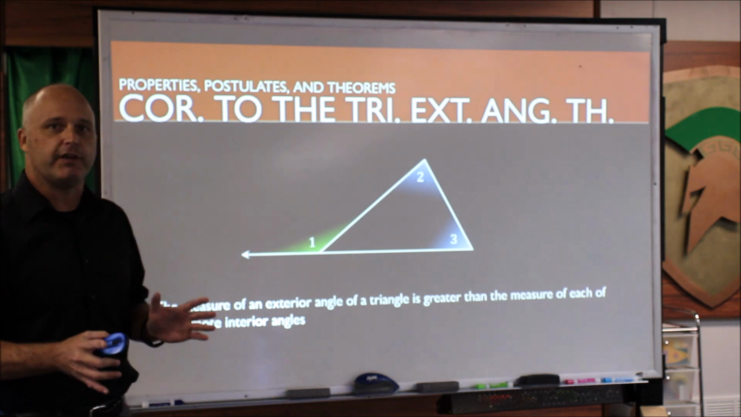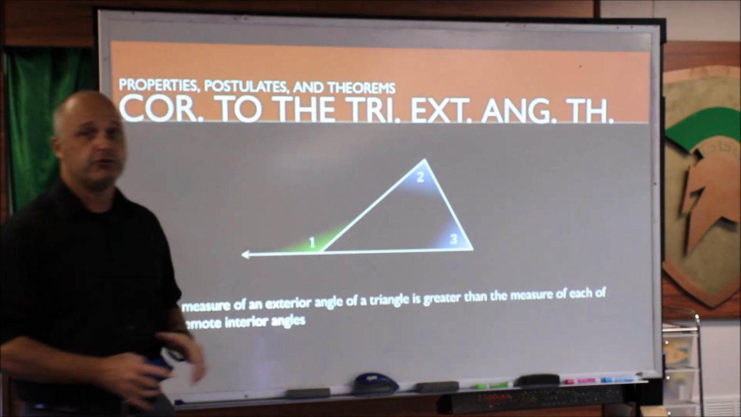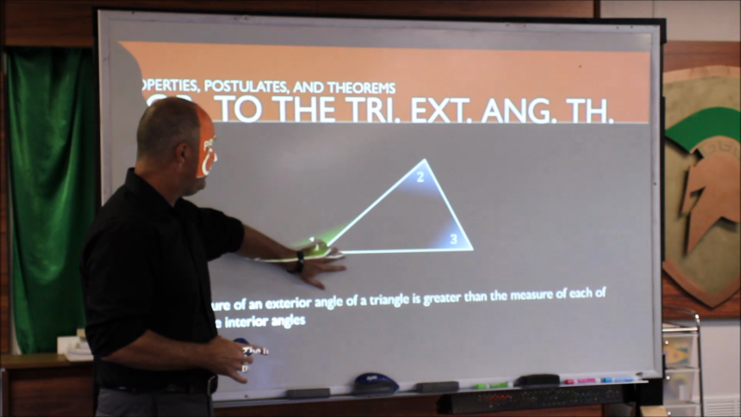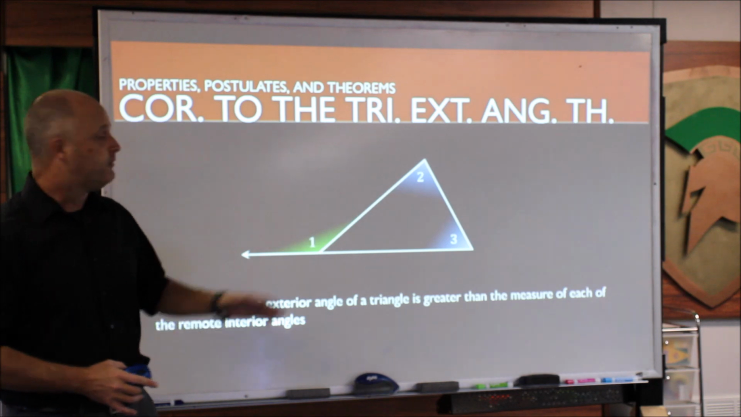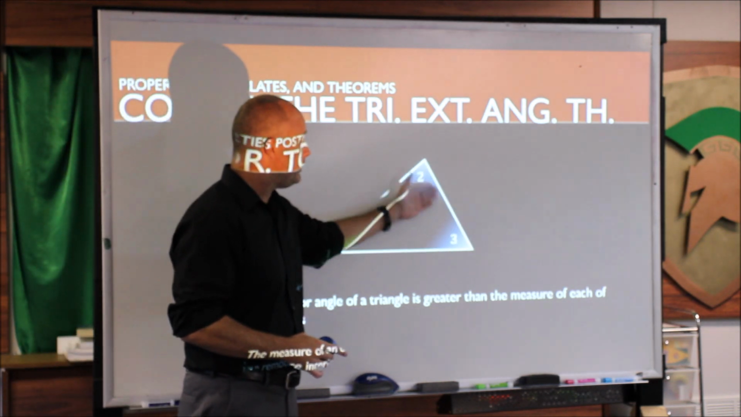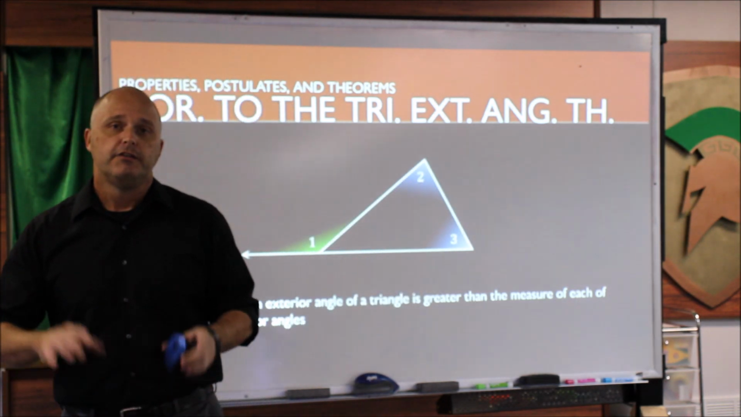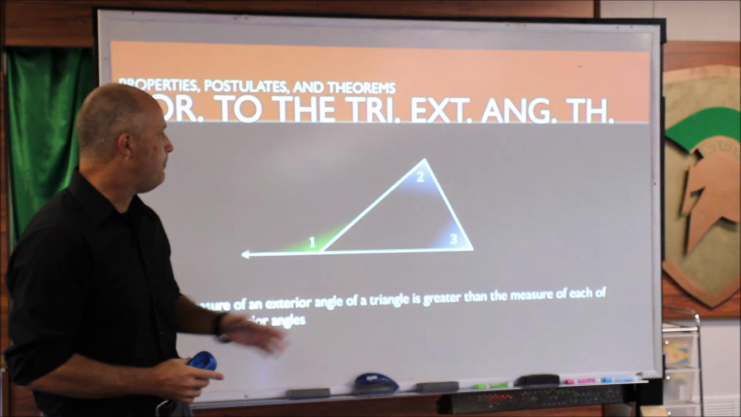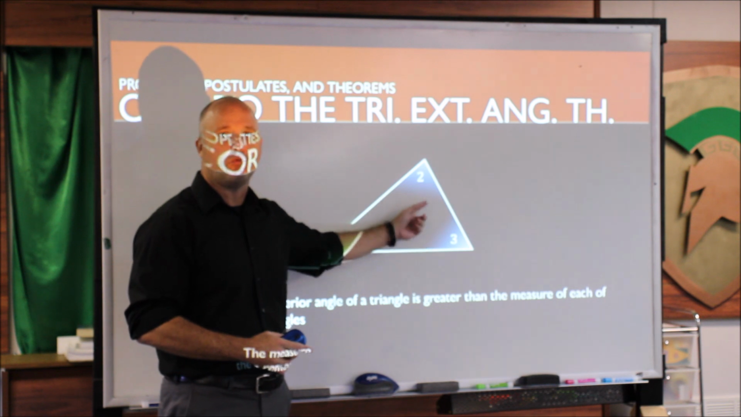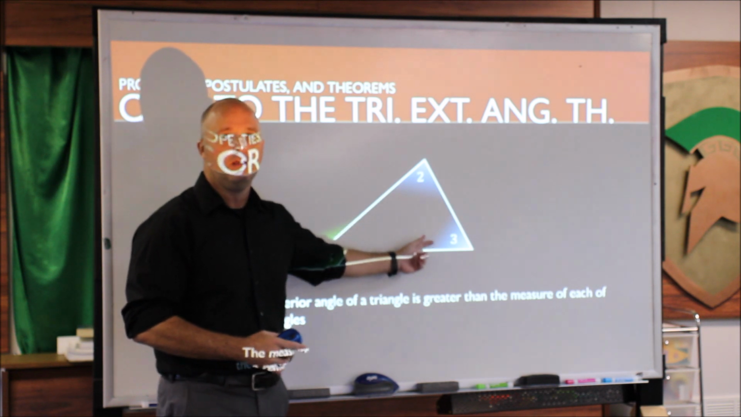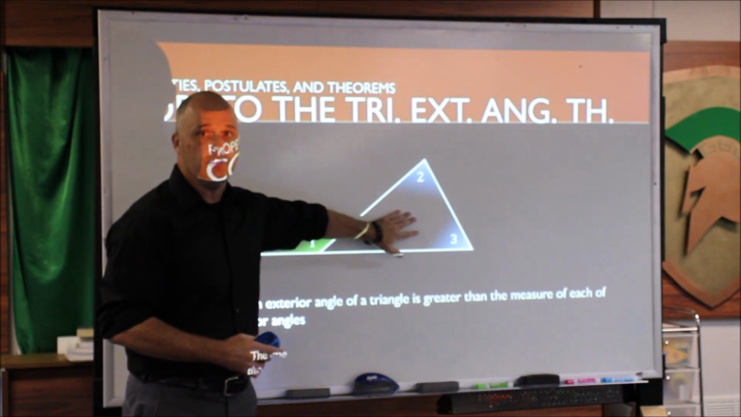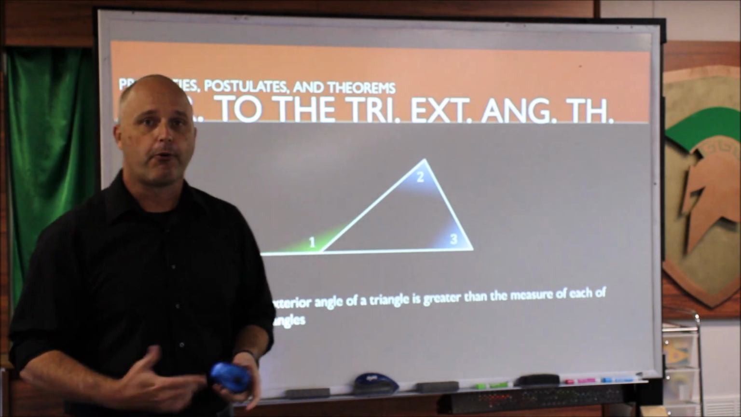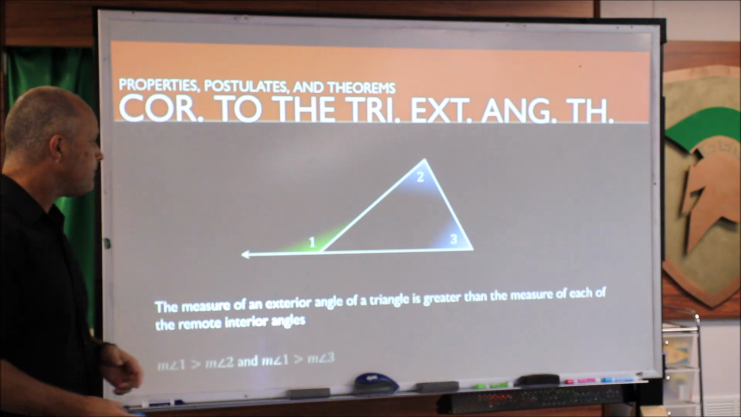Now let's just say for a second that angle 1 is 120 degrees. Then that means that this angle here would have to be 60. So that leaves 120 degrees for these two angles. Since every angle within a triangle has to be greater than 0 degrees, that means that neither of these can be exactly 120. Both of them have to be less than 120, which means that they are both less than the measure of the exterior angle. That's what the corollary is trying to show us.